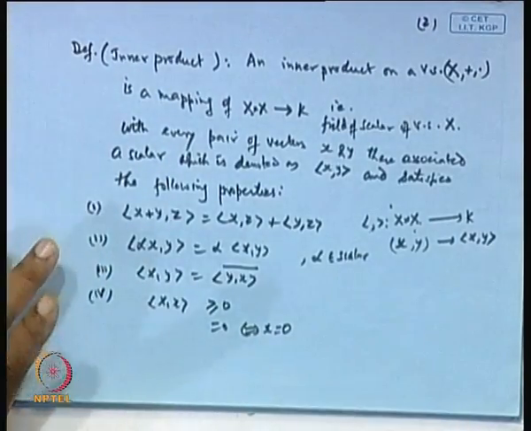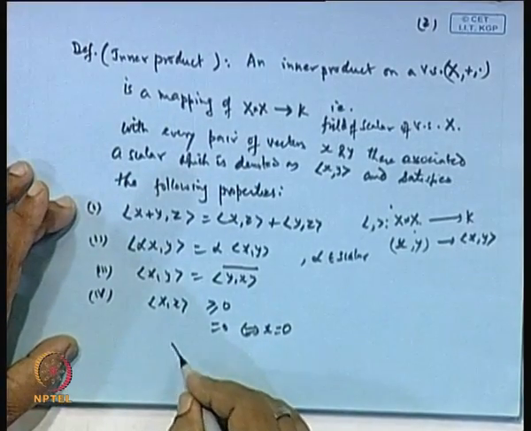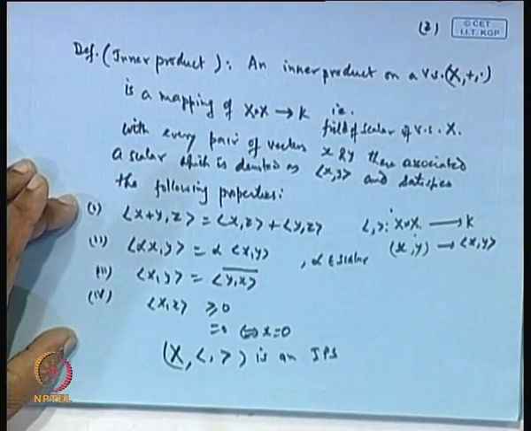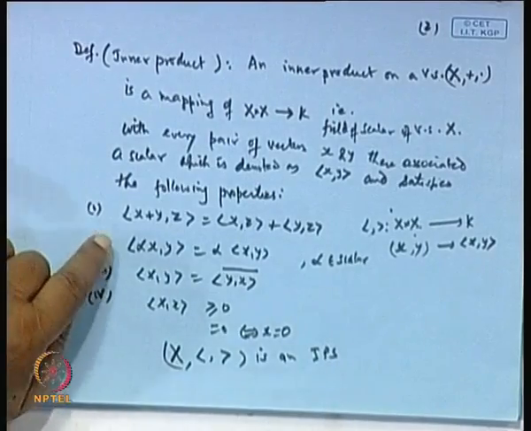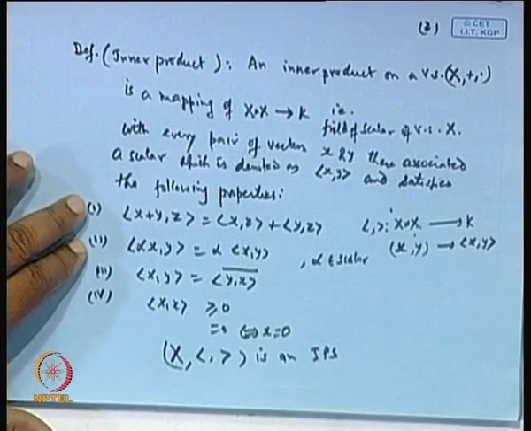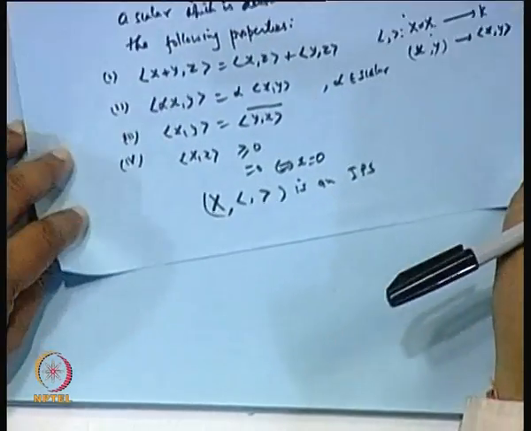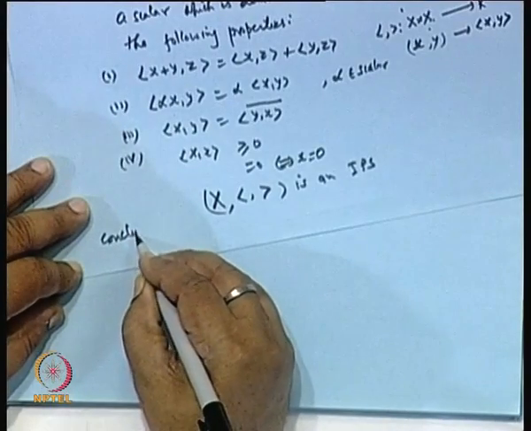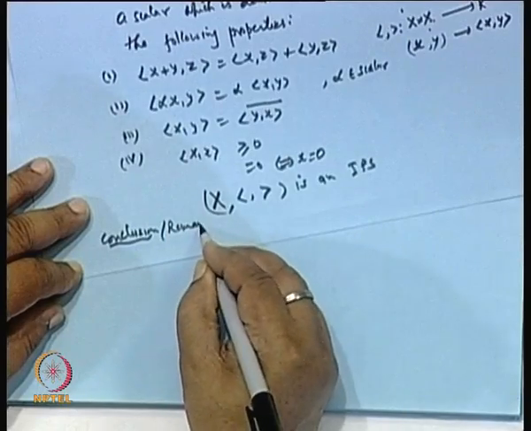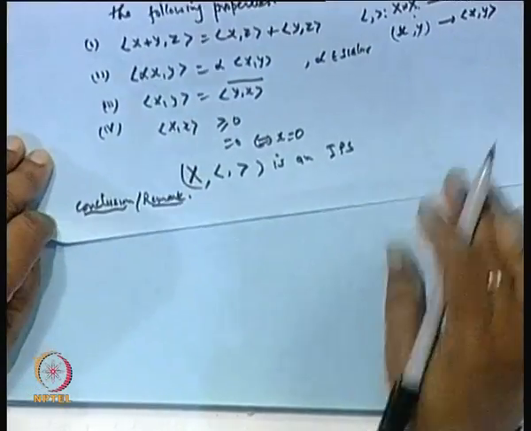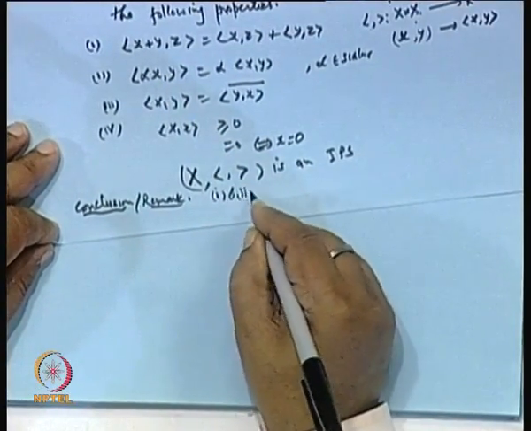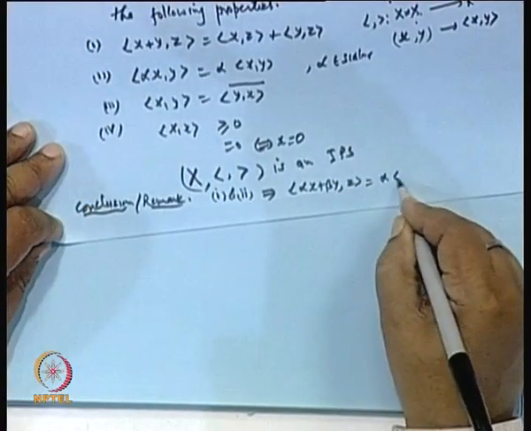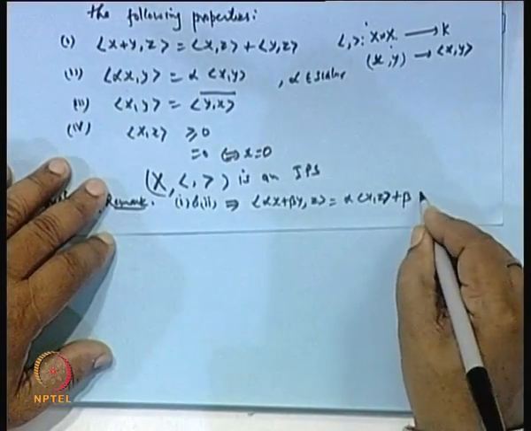So, if these four properties are satisfied, then we say this structure X under this mapping is an inner product space, IPS. Now, let us look at what these properties are. If I combine the first and second properties, the conclusion, or remark, is that if we take 1 and 2 together, then this implies that ⟨αx + βy, z⟩ equals α times the inner product of x, z plus β times the inner product of y, z.